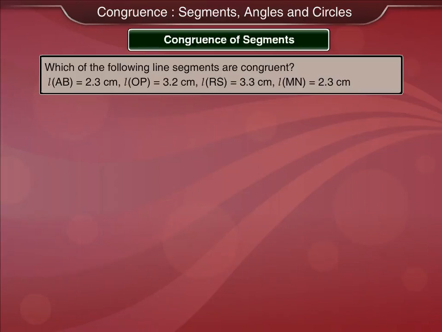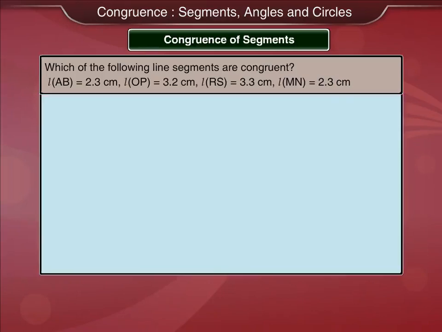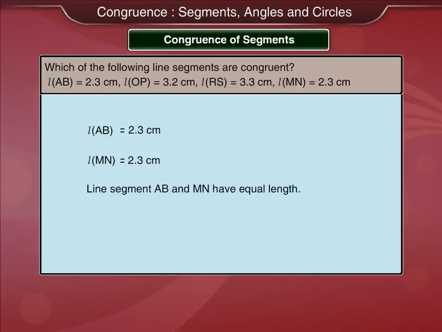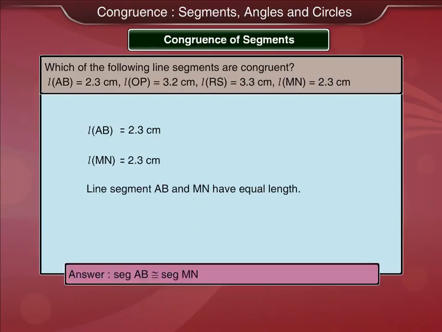Among the four line segments given in the problem, length of segment AB is 2.3 centimeters. Length of segment MN is also equal to 2.3 centimeters. Line segments AB and MN have equal length. Therefore, segment AB is congruent with segment MN.